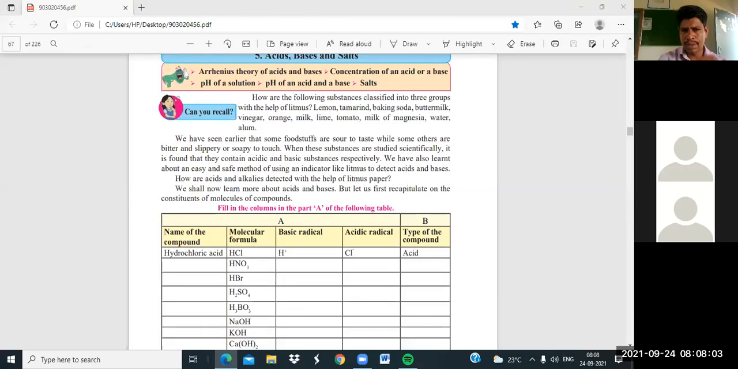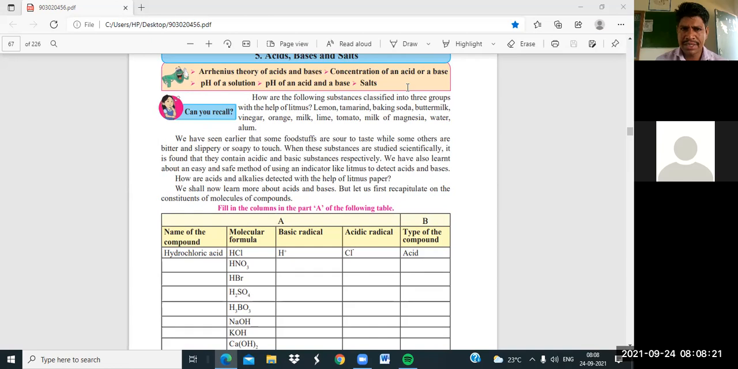Now, all the following substances are classified into three groups with the help of litmus: lemon, tamarind, baking soda, buttermilk, vinegar, orange, milk, lime, tomato, milk of magnesia, water. So how can we write it? How can we separate it? By which method are we separating them? Can you tell?